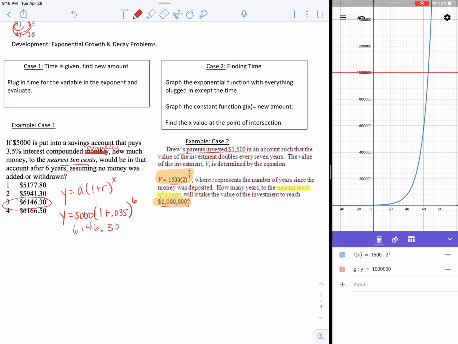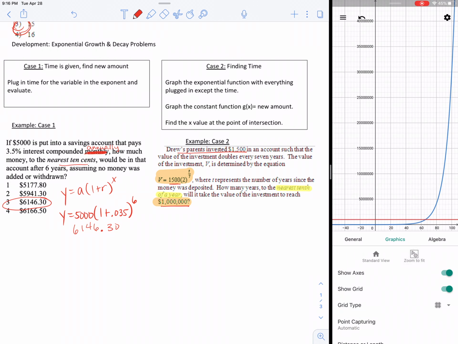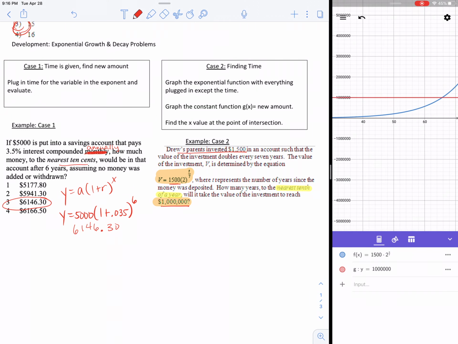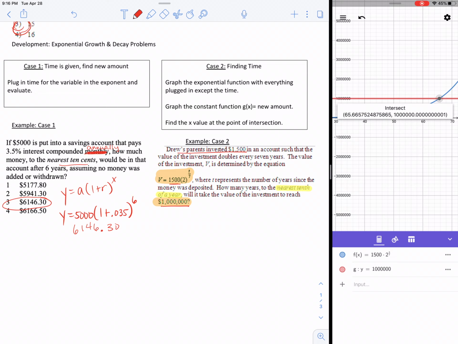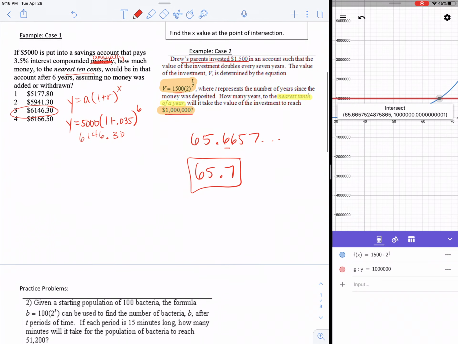If you press the settings gear on the top right of the calculator, you get the standard view or zoom to fit. So I just did it again, but I have that point of intersection of where the constant function 1 million crosses the exponential function, and the x value is 65.6657. That's the answer, but it wants it to the nearest tenth of a year. So it's going to be 65.7. In all the questions, it's highlighted what you're rounding to. So case 2, instead of plugging in, we're just graphing the two functions and finding the point of intersection.